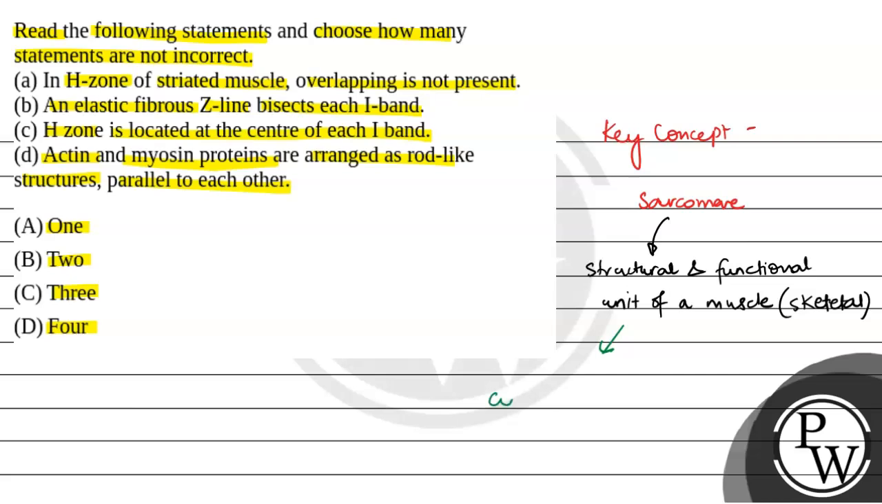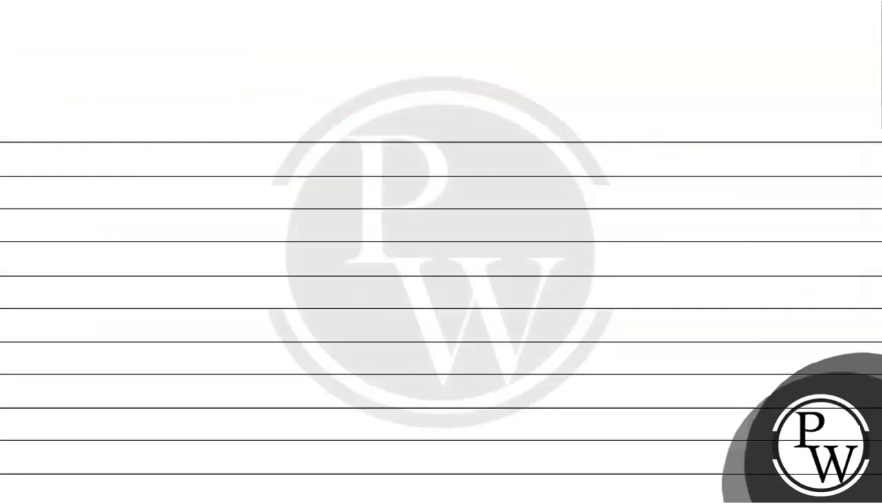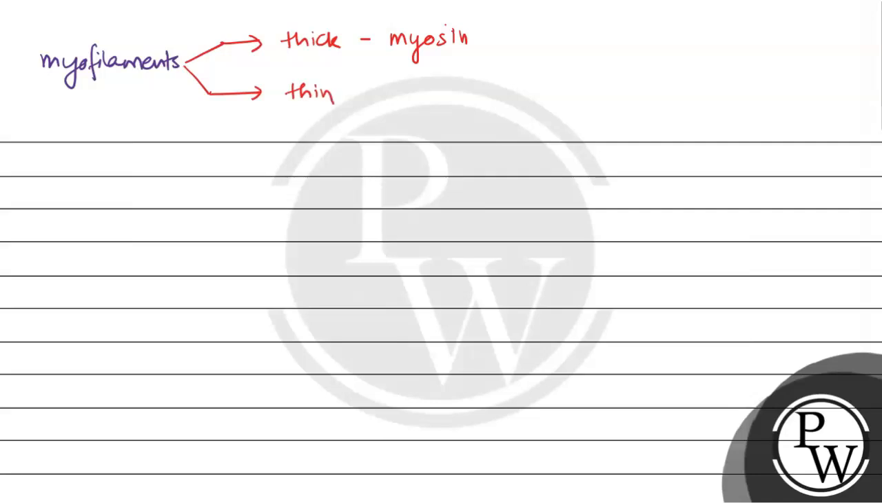It is also called the contractile unit. Each sarcomere consists of protein filaments which are known as the myofilaments. These are basically made of proteins. The thick filaments are called myosin, and the thin filaments, on the other hand, are called actin filaments.